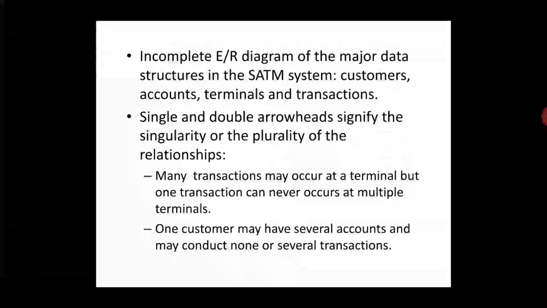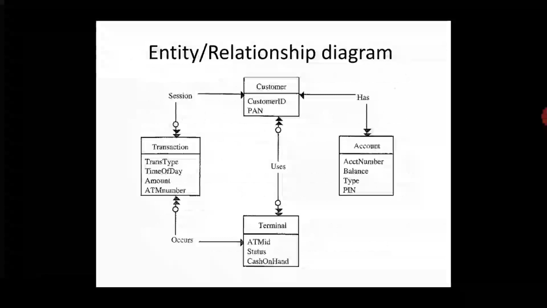Here we have seen the single arrowhead as well as the double arrowhead, right? What exactly is the single as well as the double arrowhead? The singularity or the plurality of the relationship. Many transactions may occur at the terminal, but one transaction can never occur at multiple terminals. See here, one customer may have several accounts and may conduct none or several transactions. This is for the many relationship.